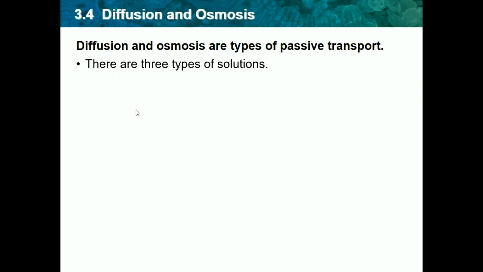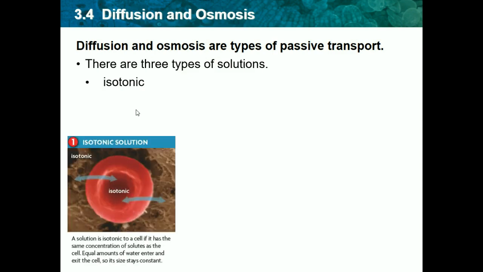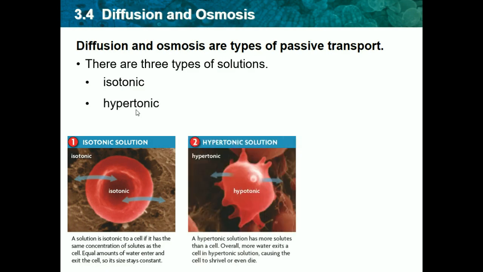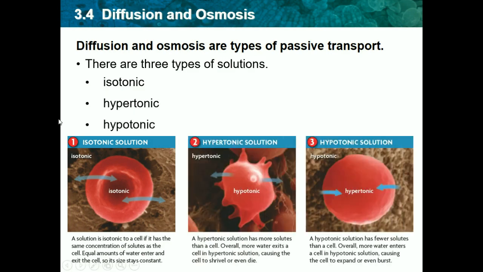So there are three types of solutions. This is where it gets a little complicated: isotonic, hypertonic, and hypotonic. Really pay attention here because this part's a little confusing. So isotonic, since it's not hypo or hyper, it must be the equal one or the basic one. A solution is isotonic to a cell if it has the same concentration of solutes as the cell. Equal amounts of water enter and exit the cell, so the cell stays a constant size.